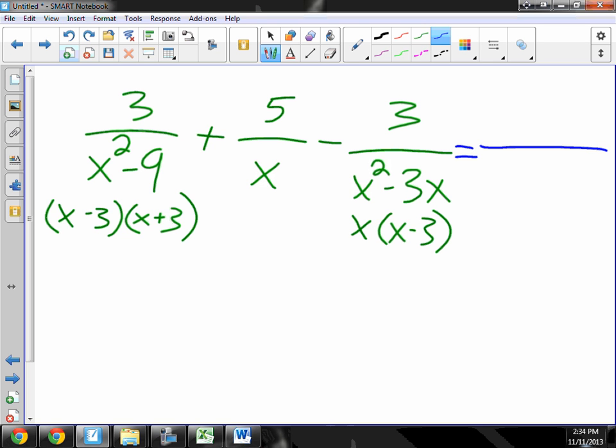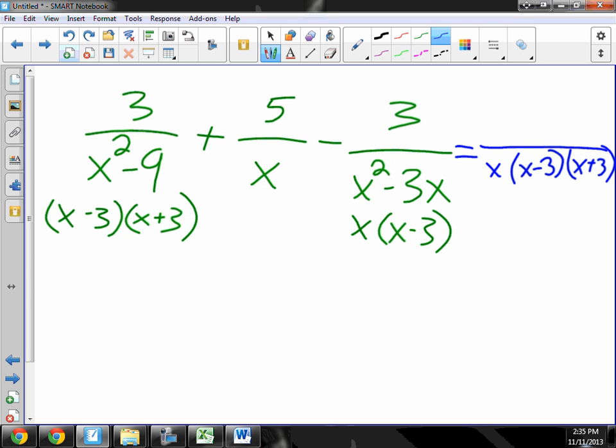So my common denominator, what do I need? I need an x. What else? And I need an x minus 3. What else? X plus 3. Does that cover all three of them? Yes. All three of these are some combination of this common denominator. You could put an extra x minus 3 in there, but then it's going to factor out and simplify in the end, so don't bother. As long as all three denominators are some subset of the common denominator, you're good.